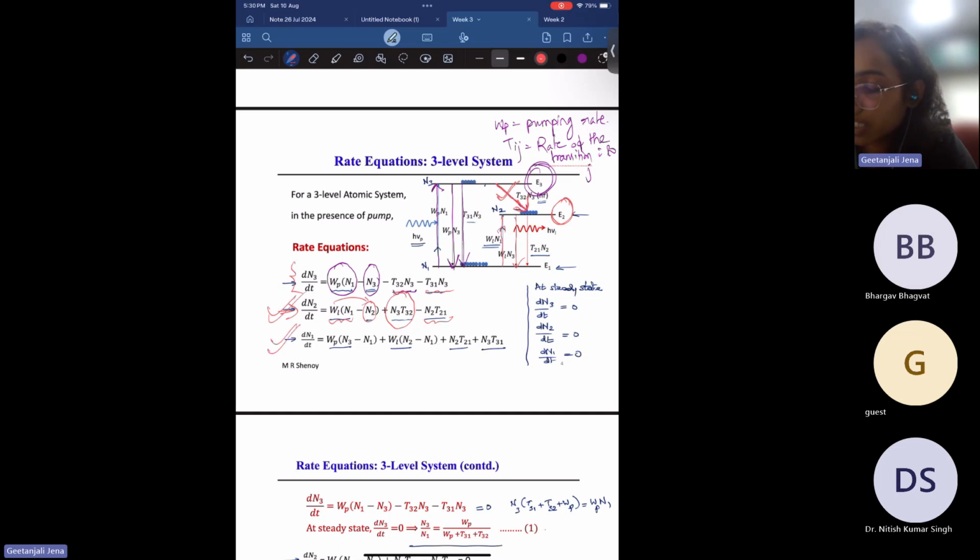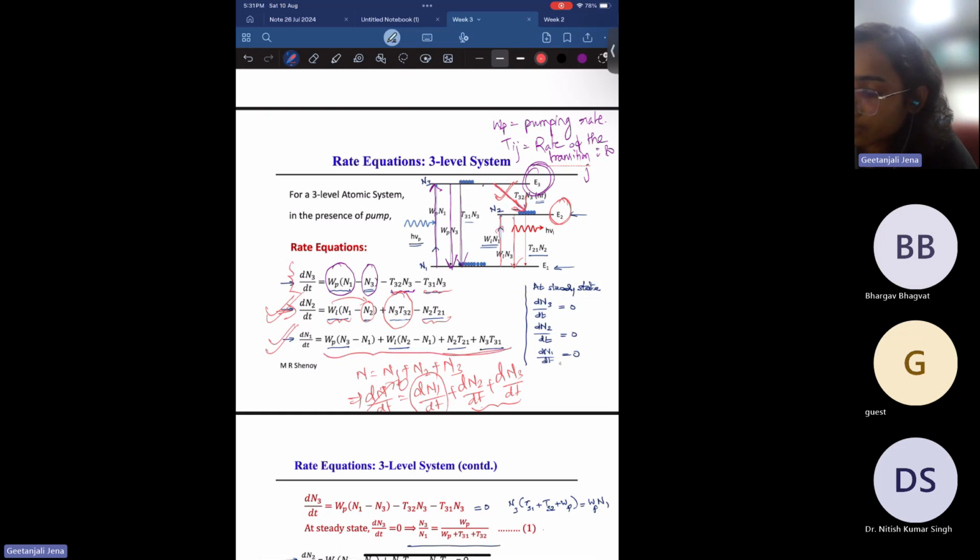For dN1 by dt, you can find it out from these processes also. Otherwise, you already know N is N1 plus N2 plus N3, so dN by dt equals dN1 by dt plus dN2 by dt plus dN3 by dt. dN by dt is always 0 because the total number of atoms is constant all the time. From this, you can find dN1 by dt in terms of dN2 by dt and dN3 by dt, and you will get the same expression. So this is the rate equation for the first, second, and third energy levels.